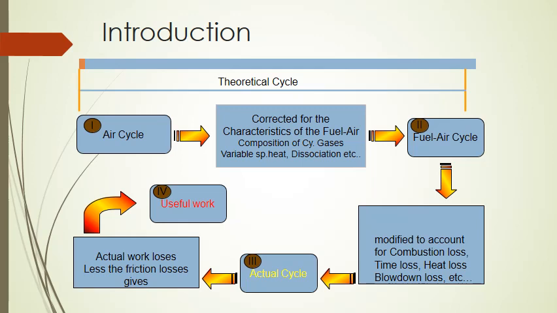See, an estimate of these losses can be made from the past experience and some simple tests on the engines, and these estimates can be used in evaluating an engine. If we subtract losses due to variable specific heat and dissociation from the air standard cycle, we get fuel air cycle analysis. And if we further subtract other losses from fuel air cycle analysis, we can very closely approximate the actual cycle. This figure is showing the difference between the ideal Otto cycle and the actual cycle.